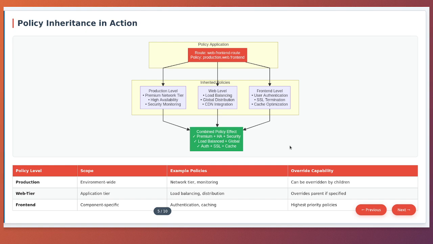The beauty is in conflict resolution. If the production policy says use premium network tier but the front-end policy says use standard tier for cost savings, the more specific policy wins. This gives you both consistency and flexibility. Notice how one route can effectively have multiple policies applied, but through inheritance rather than manual configuration. This dramatically reduces management overhead while ensuring consistent policy application.